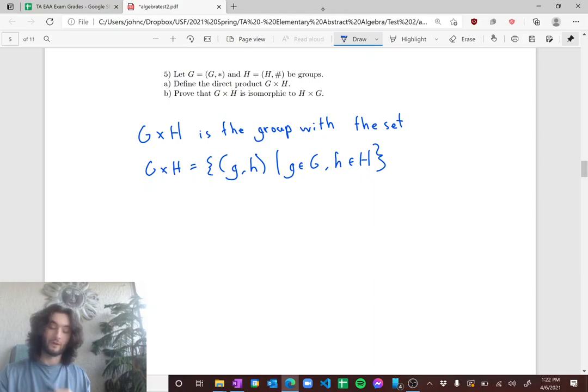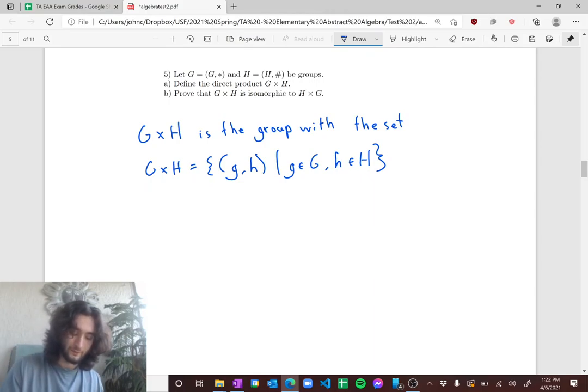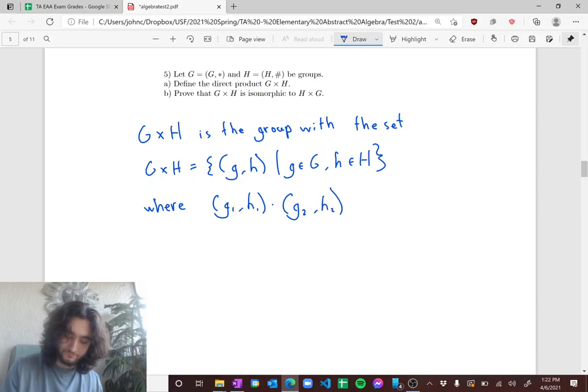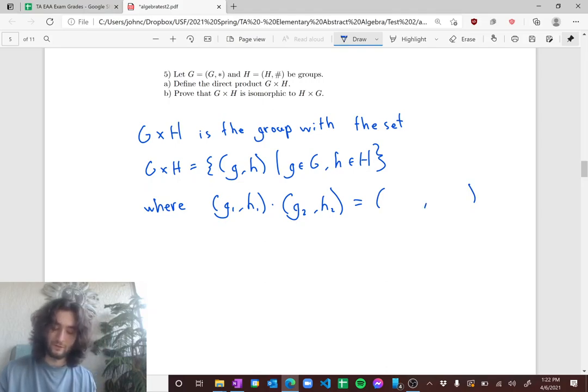Now it's important, and I gave you points if you didn't, to also say what the operation is. Here's the operation. If you've got two of these things, like G1, H1 times, or you can use whatever symbol you want for the new multiplication, G2, H2, you calculate the new ordered pair in this new group like this.